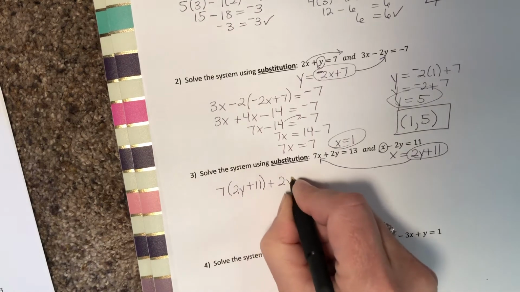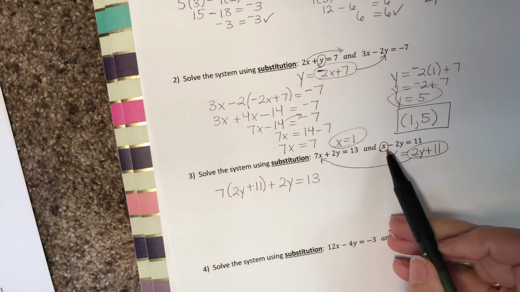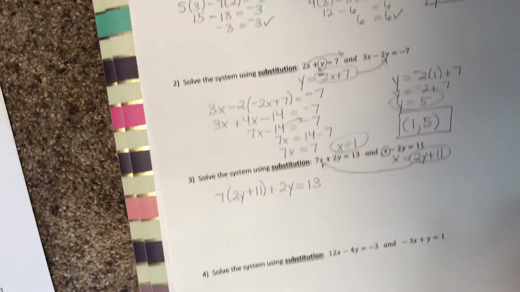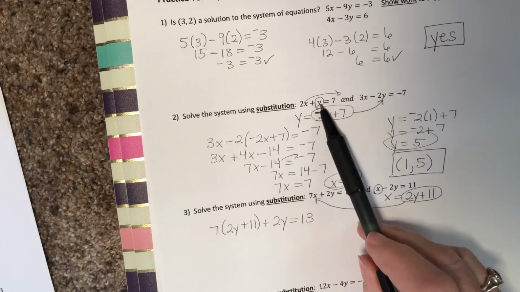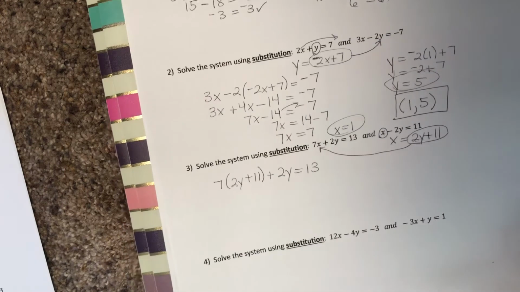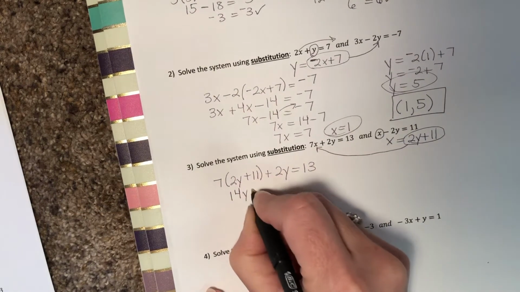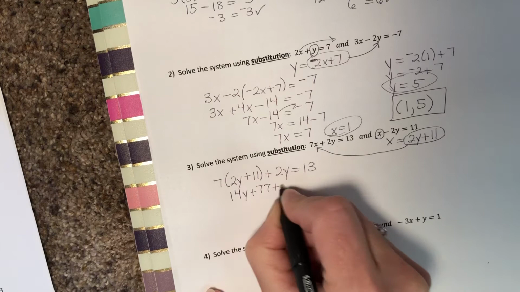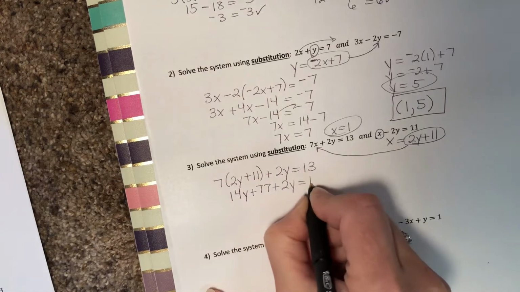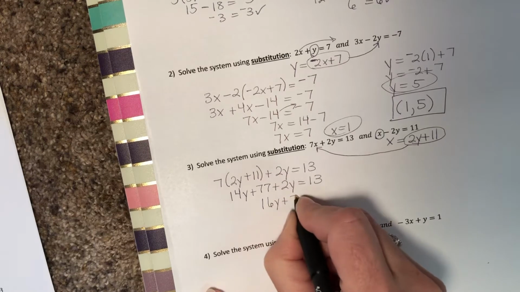Plus 2y equals 13. Notice that it doesn't matter if you're solving for an x, like in number 3, or you're solving for a y, like in number 2. Whatever is easiest to solve for is what you want to do. All right, then finishing it up, 14y plus 77, y equals 13, y plus 77.